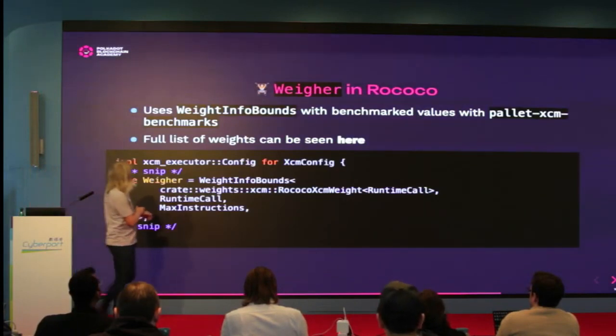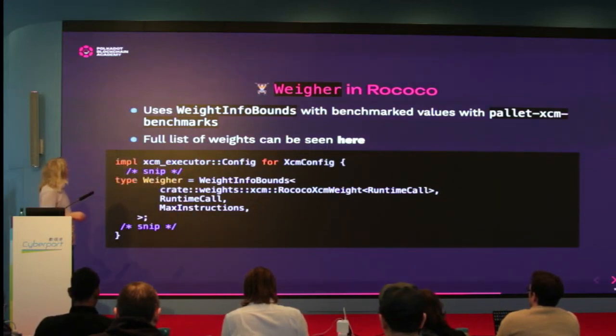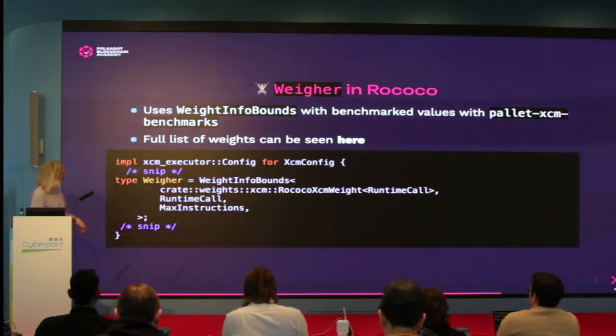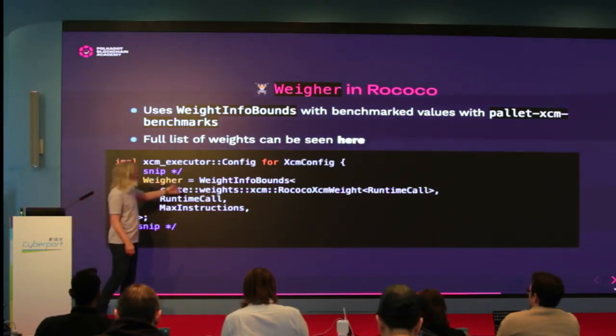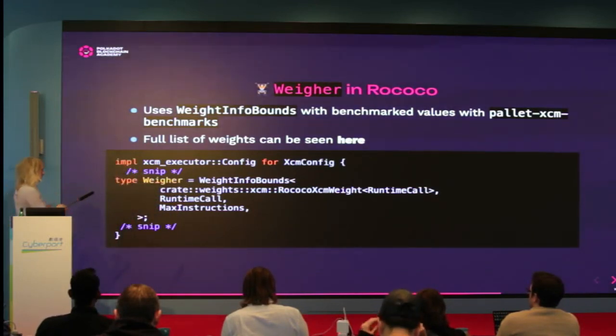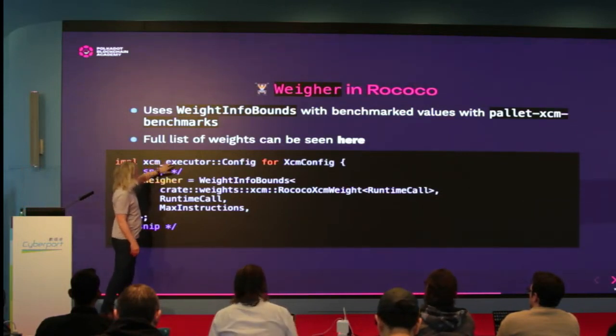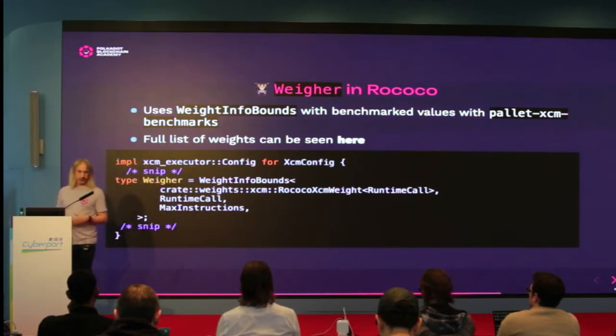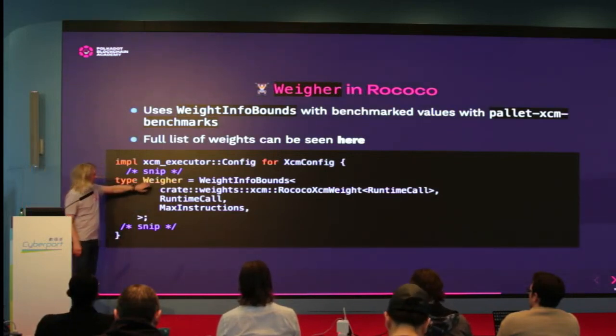Next thing, the weigher. We need to understand how to weigh things in Rococo. There's not much going on here. We're essentially just configuring the means by which we can run through all of the XCVM instructions, given our configuration of the XCVM, and determine what their weights are. The XCM executor needs to understand how to weigh any given XCM code to understand how many fees should be paid and how long it's going to take. So this type basically helps it understand that.